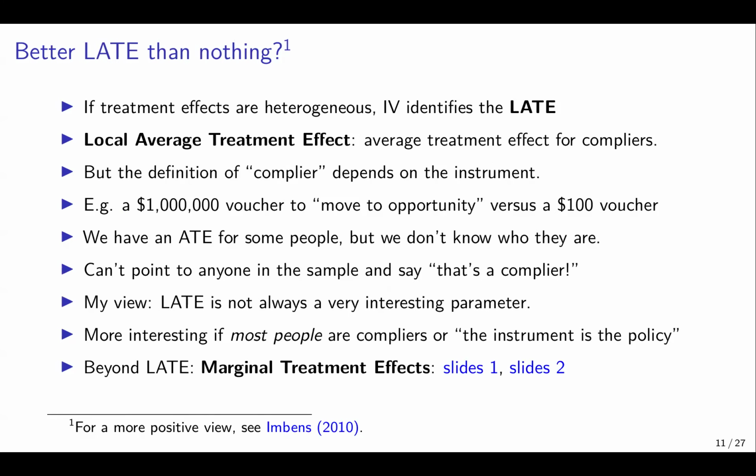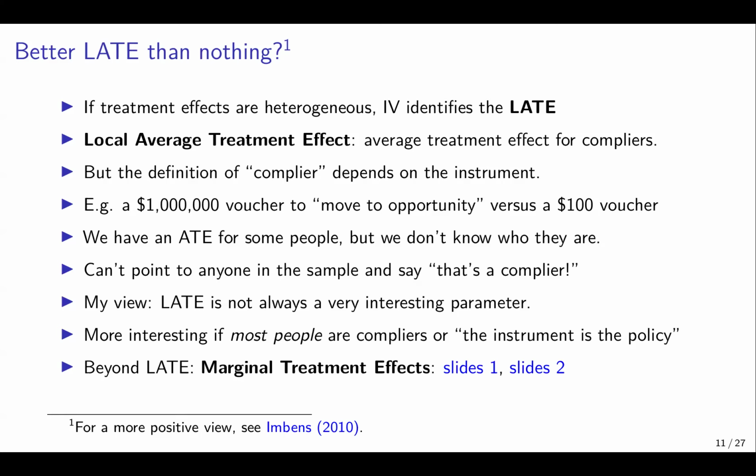Better LATE than nothing? Well, if treatment effects are heterogeneous, IV identifies something, and that something is called LATE, the local average treatment effect. It is the average treatment effect for compliers. But what exactly is a complier? Well, the tricky thing is that the definition of complier actually depends on what instrument we're talking about. It's not like there are people running around with hats on their head that say, I'm a complier, and no matter what experiment they're in, they always comply. It varies with what the experiment's about.